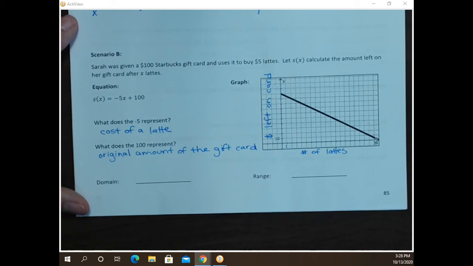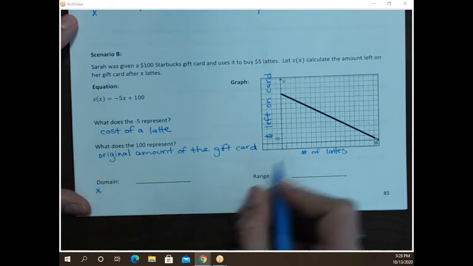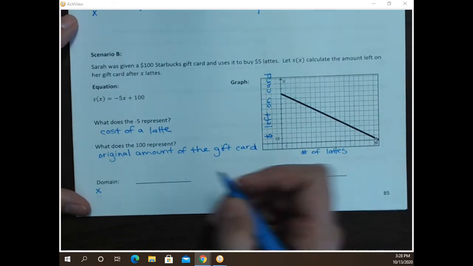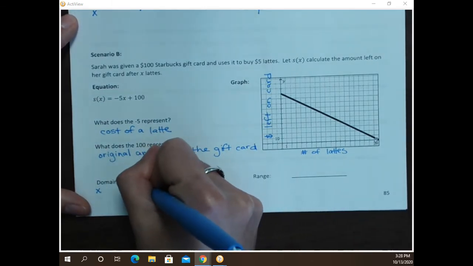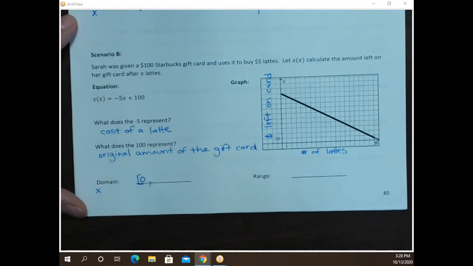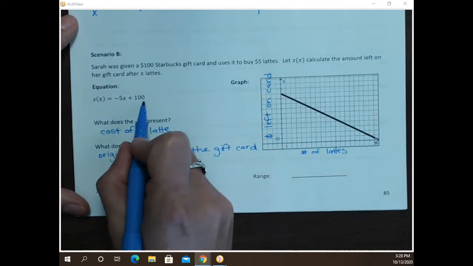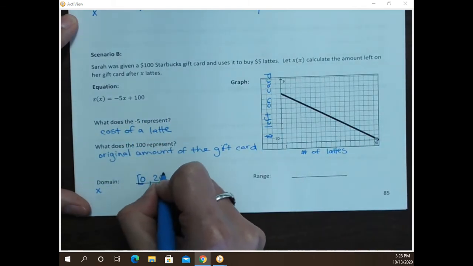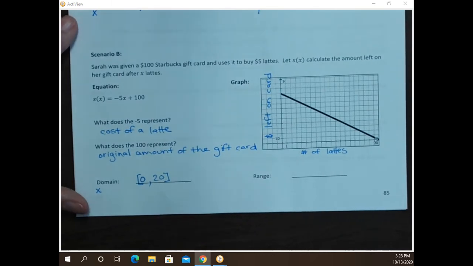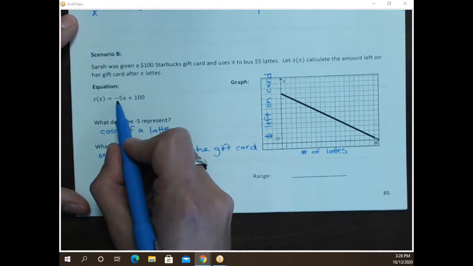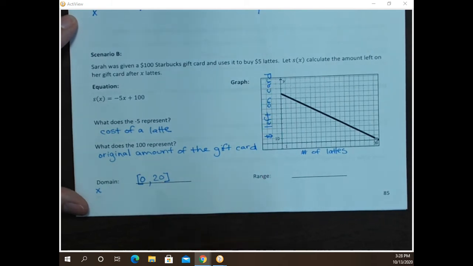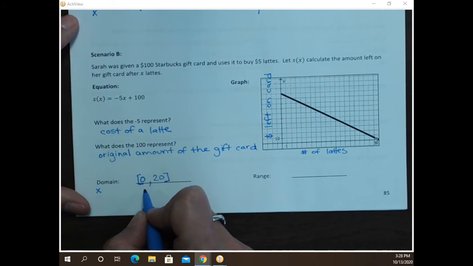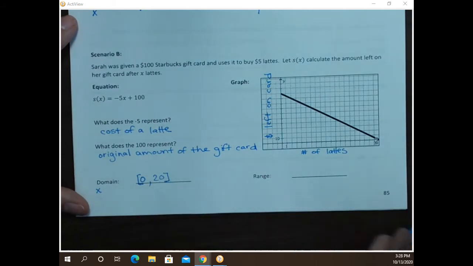So when we talk about domain and range here, domain, those X values, the number of lattes that we're looking at, the fewest number of lattes I could buy would be 0. And then the most lattes I could buy is going to be limited by that $100. We can see from our graph here, right at 20 is where I've spent all $100. That should make sense because 100 divided by 5 would give me 20. Okay? And I'm using brackets here since I could actually purchase no lattes and I could actually purchase 20 lattes.